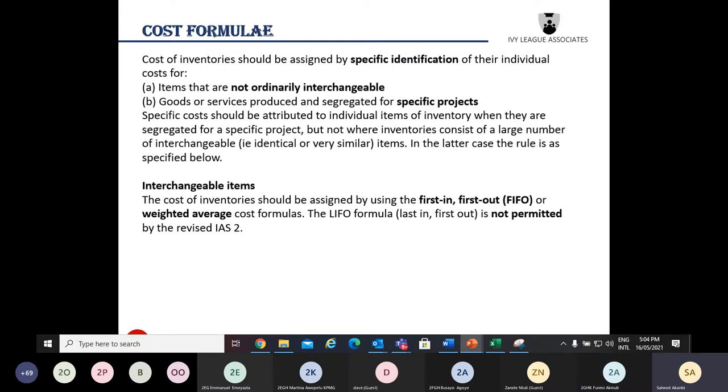Cost formula. For the purpose of cost formula, inventory can be categorized into two. We have inventory that is not interchangeable, and we have inventory that is interchangeable. When inventories are not interchangeable, the standard requires that the formula I need to use is the specific identification method. But when inventories are interchangeable, what formula can I use? I can use FIFO, I can use weighted average, but LIFO is not permitted by IAS 2.